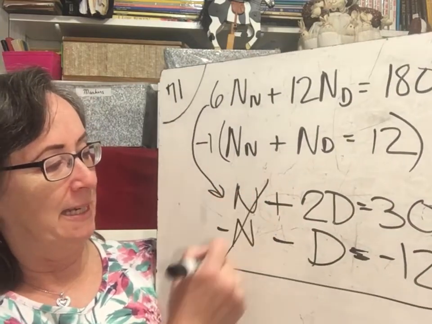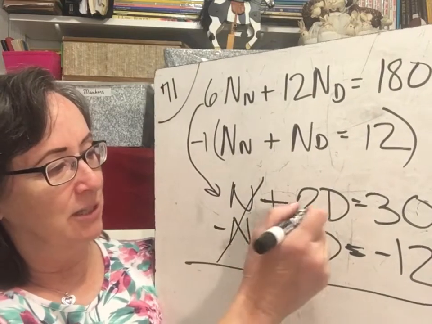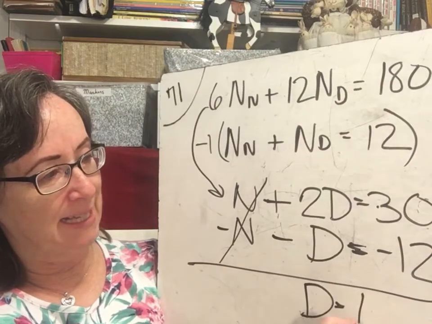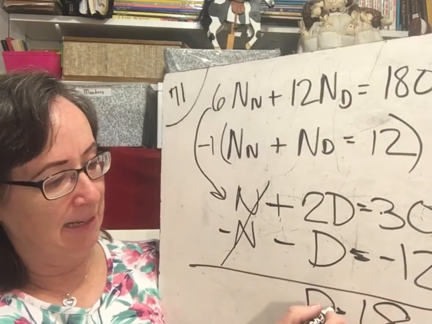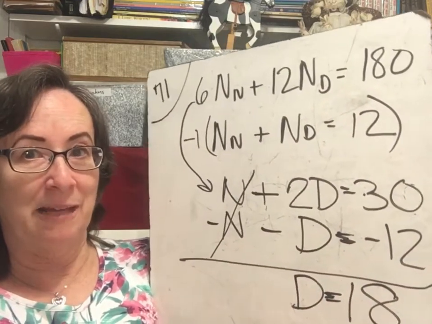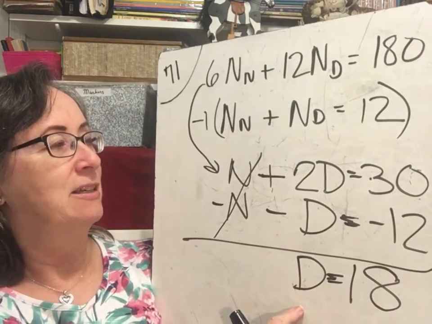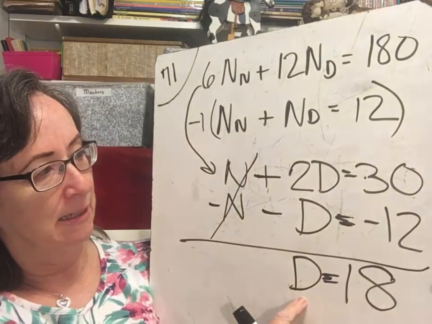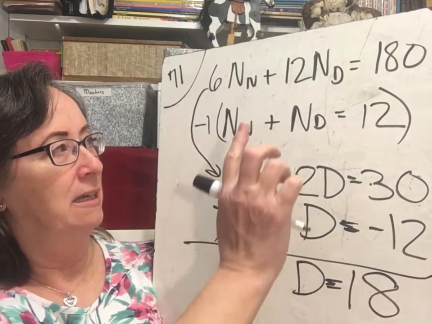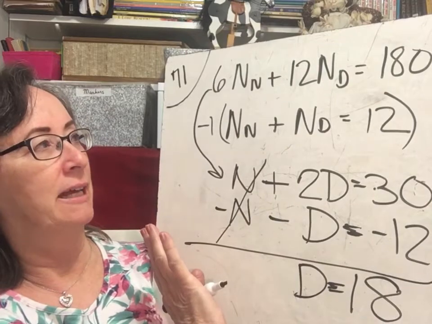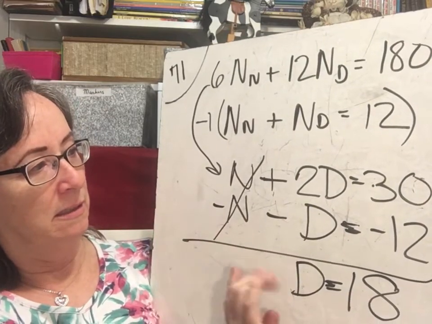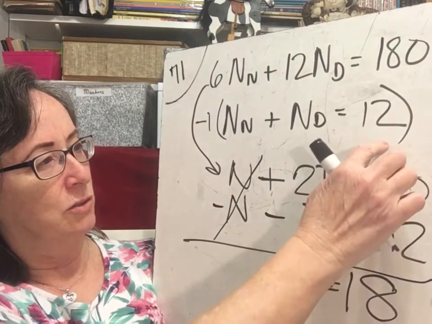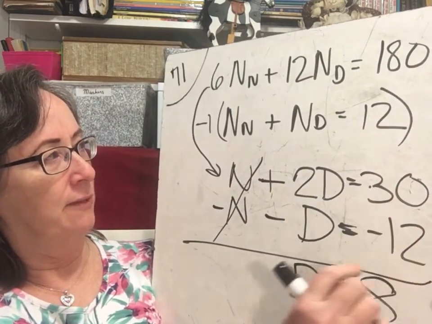So, n and negative n cancel out. 2d minus d is d. 30 minus 12 is 18. So the number of dimes is 18. So if the number of dimes is 18, okay, then, hold on, that doesn't look right at all. Did I mess something up? That one, 12, 30, and a negative 10.